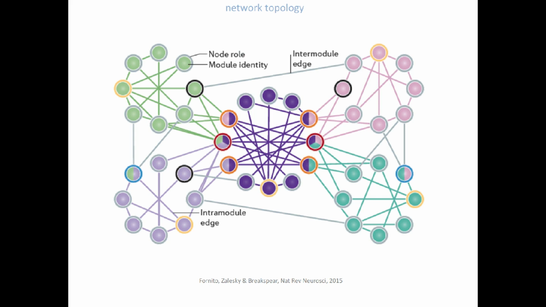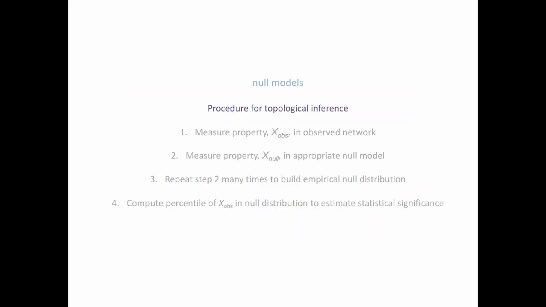If I want to send a message from this module to this module here, I need to go through this rich club kind of connectivity to do so. So we've got this sort of topological substrate that supports both segregation and integration. And we're going to see how to do these kinds of analyses in the next couple of days.